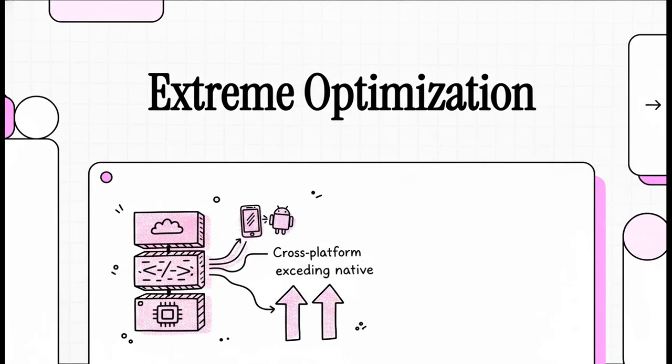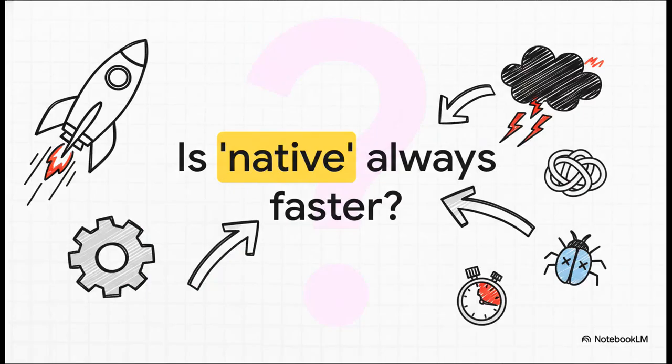You know, there's this idea that's almost become law in the developer world. Cross-platform apps just can't keep up with native ones when it comes to performance. Well, today, we're going to challenge that. We're going to dive into how a really smart, multi-layered approach to architecture can lead to some seriously extreme optimization. So, let's just get right to it.